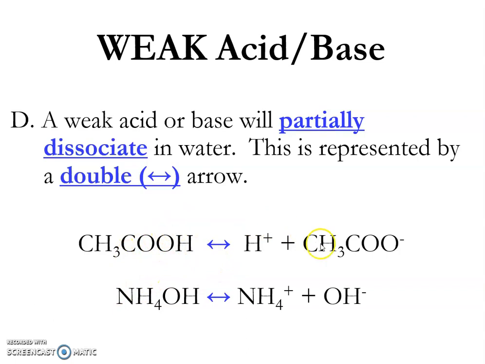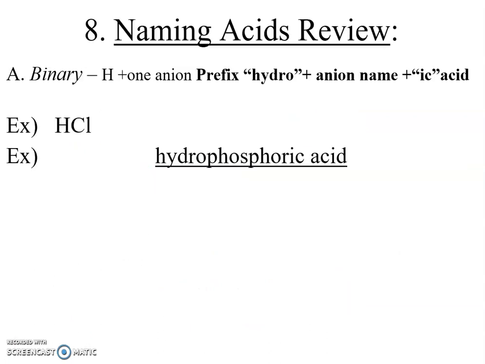They don't go all the way over here. You don't lose all the H pluses. Some of these will break apart into H plus, but some will not break apart. Some of these will break apart into NH4 and OH, but many will not. So they are considered to be weak acids and weak bases.